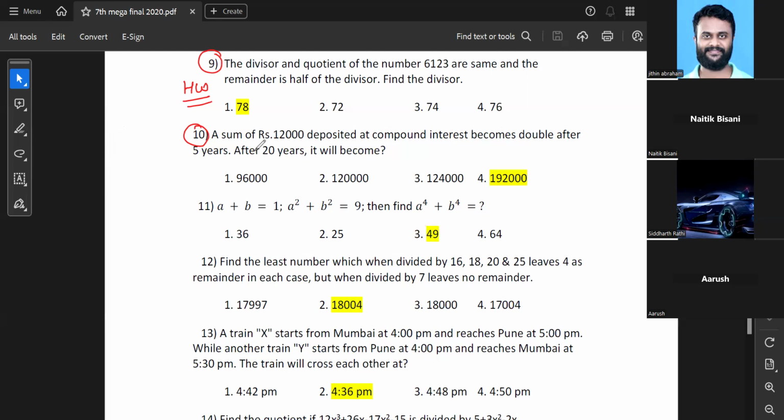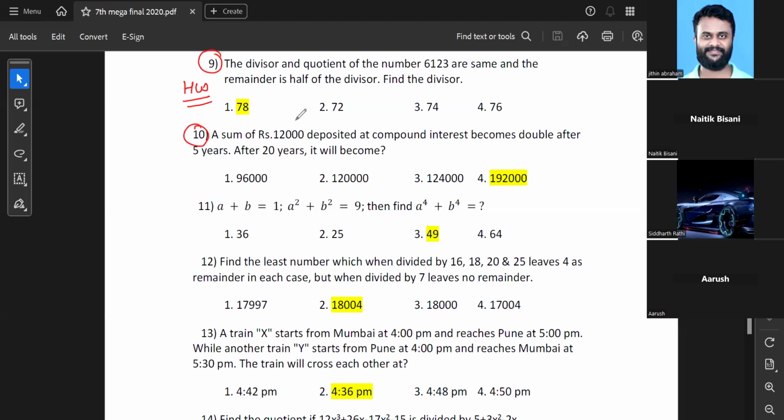A sum of 12,000 is deposited at compound interest and becomes double after 5 years. After 20 years, how much will it become? There are multiple logics to solve this. I'll just give you a very simple logic. But it's compound interest, so you'll have to do the calculation only. We can first find R. Sir, we have to consider R as X, or any variable.